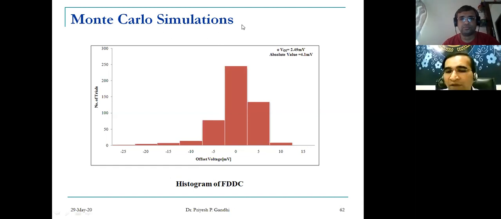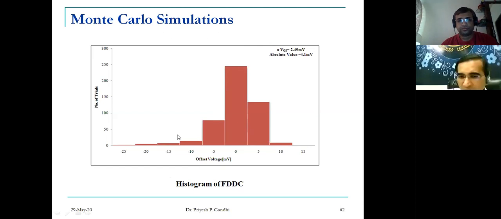From this we can find out that the absolute value of offset voltage is 4.1 milliwatt. And the standard deviation, that is the bell-shaped Gaussian curve, is 2.49 milliwatt. That is for FDDC, that is our reference comparator. And this is all tabulated for all comparators.